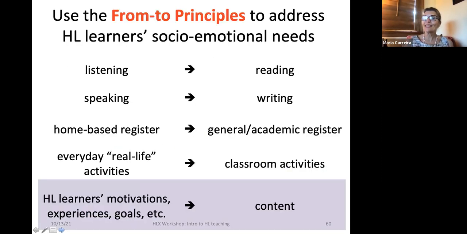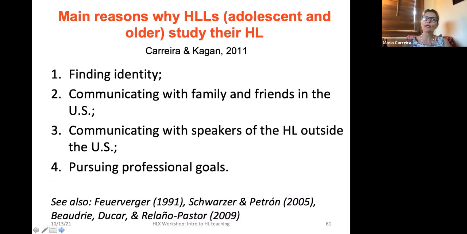So this really goes back to the from-to principles, that you use HL learners' motivations, experiences, and goals to design content. That short narrative tells you what you want to do. You want to bring them together to interact about things that matter to them, right?